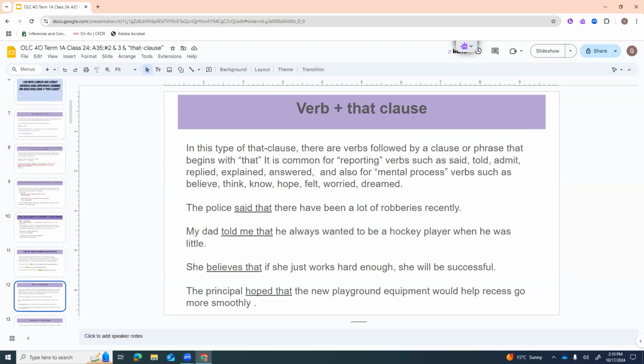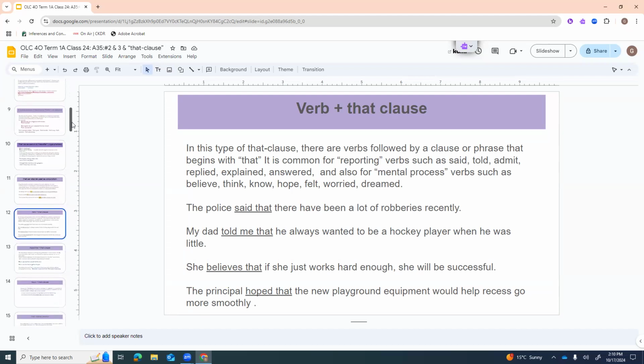My dad told me that he always wanted to be a hockey player when he was little. She believes that if she works hard enough, she will be successful. The principal hoped that the new playground equipment would help recess go more smoothly. Okay, and again, in that way, it's acting as a linking verb.